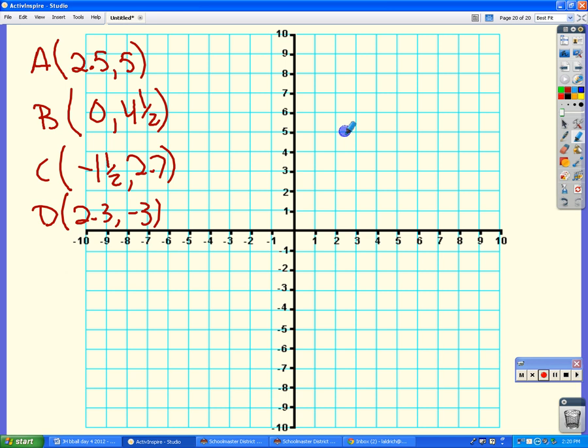Okay, awesome, good job. All right, so point A would be right there, and so she had to estimate a little bit, because it said 2.5, so that means she went to the right because it was positive, 2.5, and then the next number was 5, so from there she went up 5.